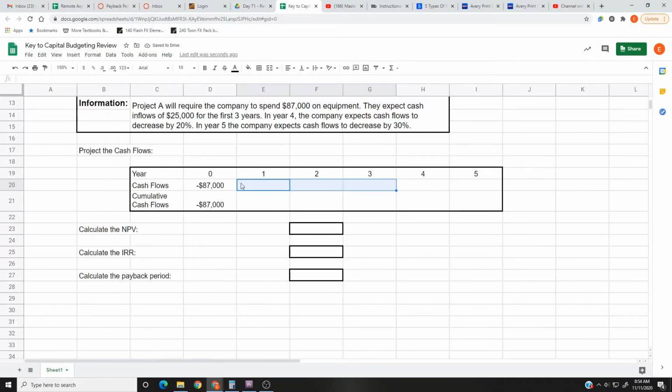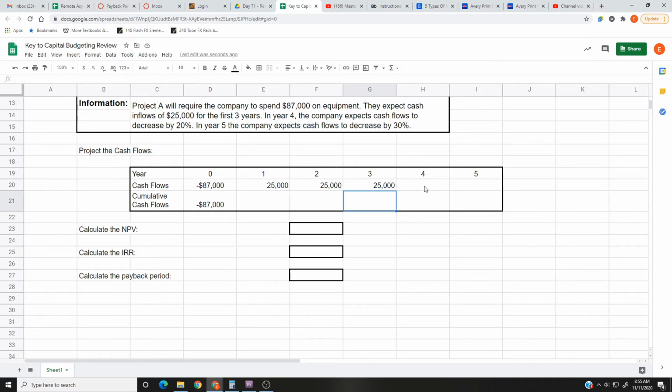All right, so Project A will require the company to spend $87,000 on equipment. Now that's already here. We have negative $87,000 planned for equipment. They expect cash inflows of $25,000 for the first 3 years. This equals $25,000 for the first year. It's going to equal the same thing the second year, and the same thing the third year. In year 4, the company expects cash flows to decrease by 20%.